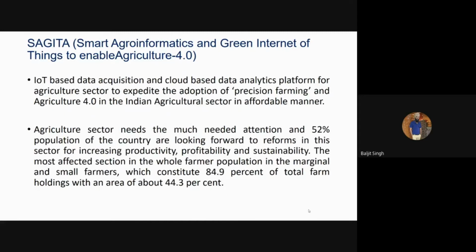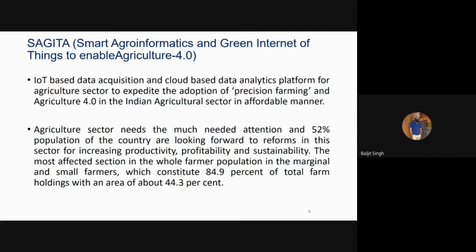So this was the project that we initiated, undertook, and then completed last year itself. The project was named Smart Agri Informatics and Green Internet of Things to enable agriculture 4.0. So, an IoT-based data acquisition and cloud-based data analytics platform for the agriculture sector to expedite the adoption of precision farming and agriculture 4.0 in the Indian agricultural sector in an affordable manner.